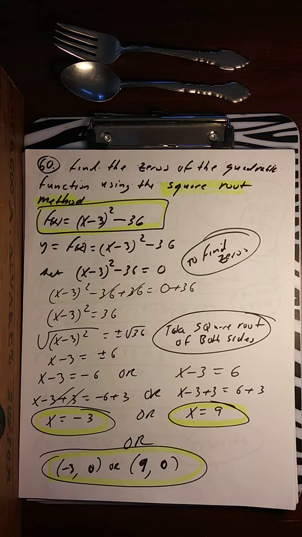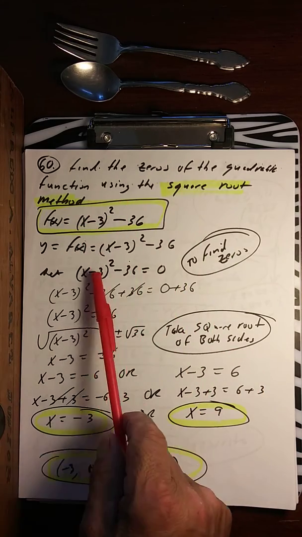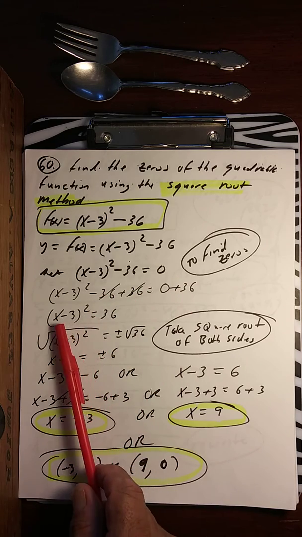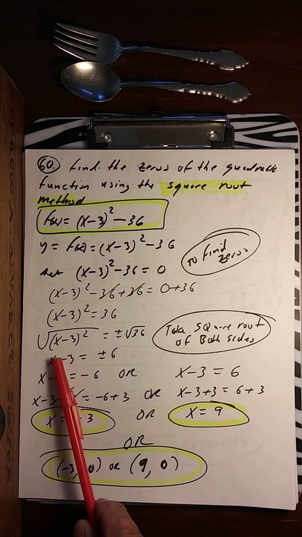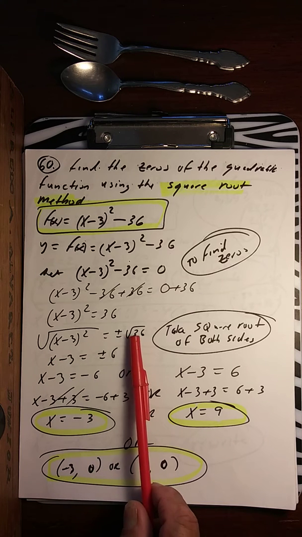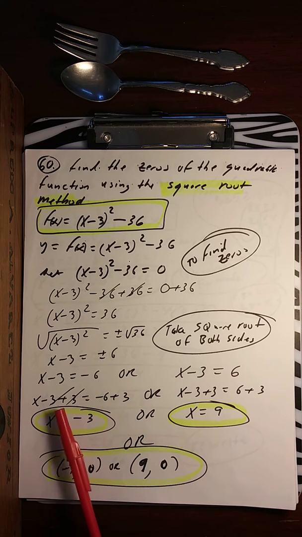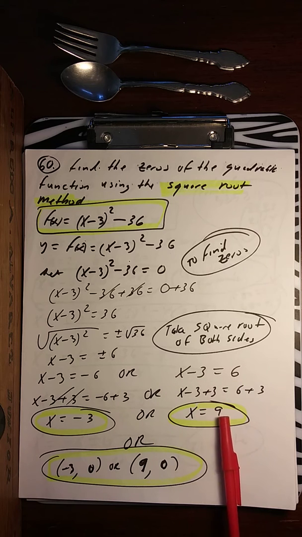Find the zeros of a quadratic function using the square root method. So here's the problem. Set that equal to 0. Add 36 to both sides. So x minus 3 squared equals 36. Square root of both sides. So that's going to give you x minus 3 equals plus or minus the square root of that, which is 6. x minus 3 equals -6. x minus 3 equals 6. Add 3. So x equals -3. Or add 3, x equals 9. So you have -3, 9, or (-3, 0), (9, 0).